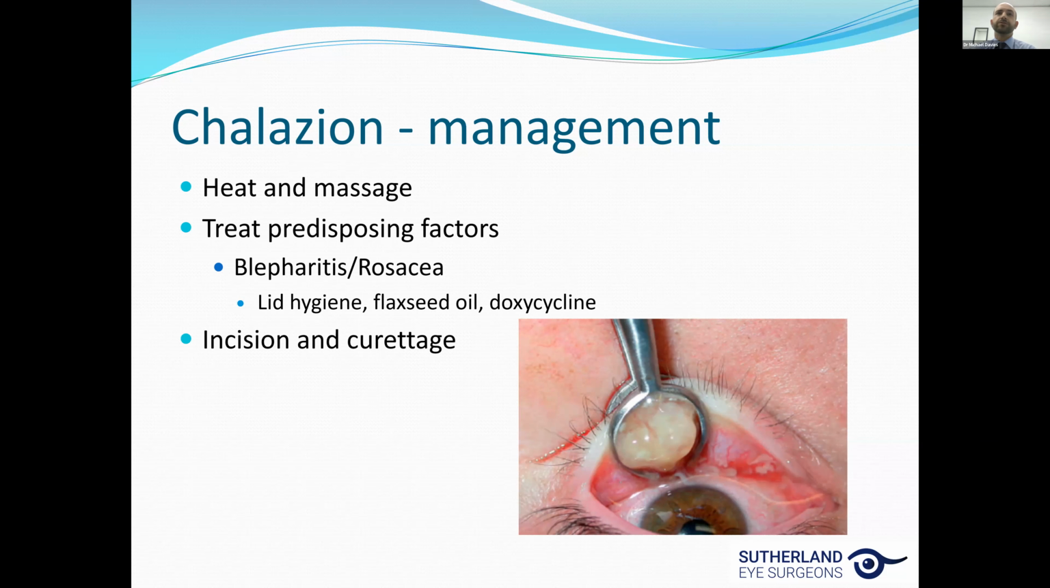Failing the conservative measures, if the lesions persist, we generally perform incision and curettage as an in-rooms procedure. So you can see here, we've made an incision from the inside surface of the eyelid. That's a chalazion clamp, which is holding the eyelid still and allows us to evert the lid, gives us control if the patient feels like they need to blink. But all that lipogranulomatous material is coming out and usually settles down very quickly after that.